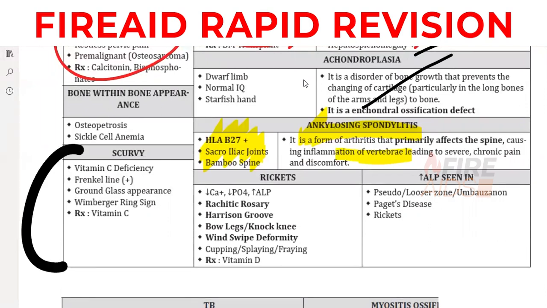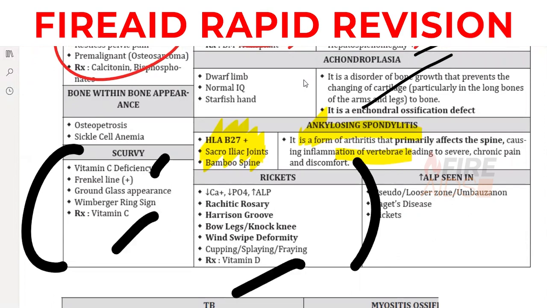Then the next is scurvy and rickets. Scurvy is vitamin C deficiency, rickets is vitamin D deficiency. So in scurvy, you're going to treat the patient with vitamin C. In rickets, you're going to treat the patient with vitamin D. So all you need to remember is the different appearances that you're going to see in the X-ray.